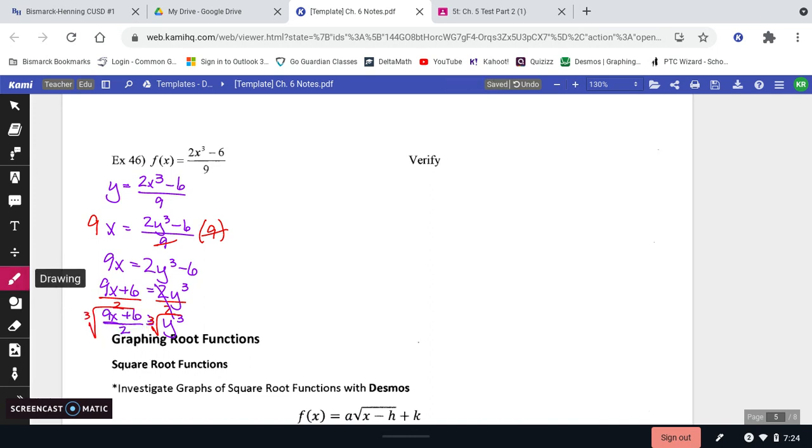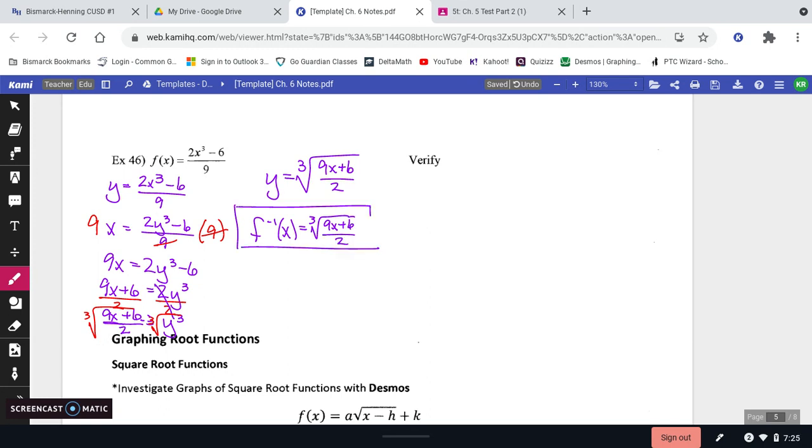Okay, so when we clean that up, that cube root cancels out the exponent of 3. So this becomes y equals the cube root of (9x plus 6) all over 2. So rewrite that in inverse notation. And there's your inverse.